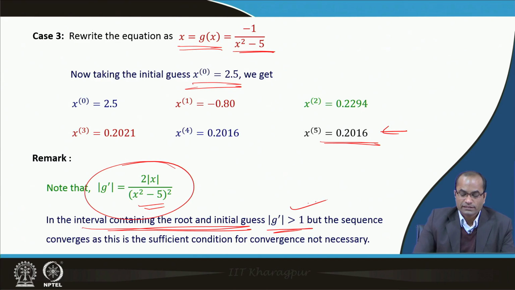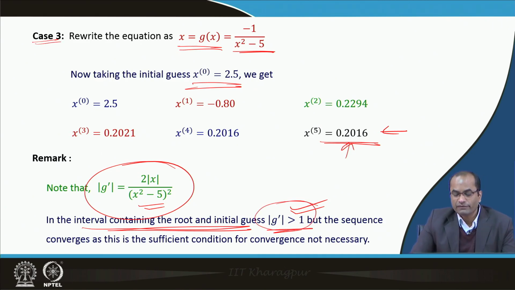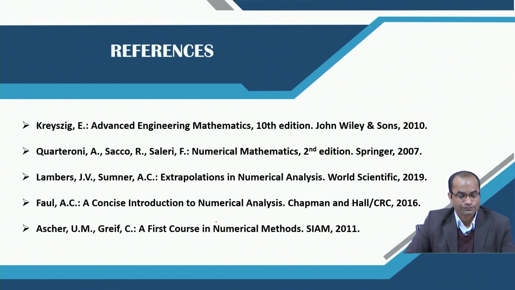For example, in this case it is greater than 1, it may converge and it may not converge, and the numerical calculation shows that actually it converges in this case, whereas in the before case 2, what we have seen is that g prime was greater than 1 and the sequence does not converge. So, these are the sufficient conditions. If we have that condition fulfilled, then we are sure that it will converge. If it is not, then it may converge, like in case 3, or it may not converge, like in case 2.